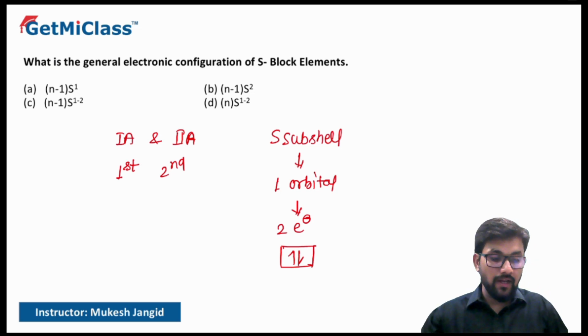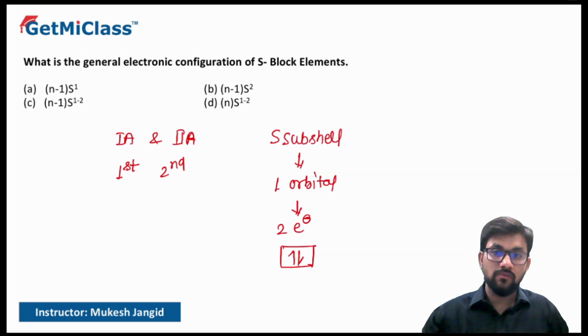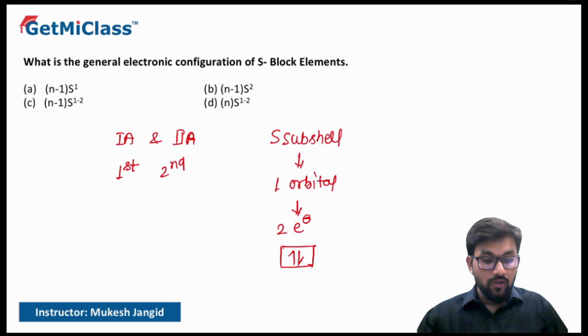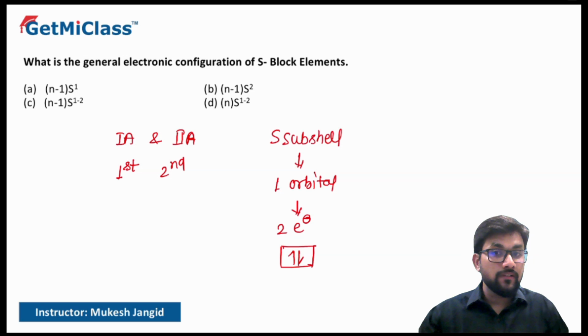If I enter 1 electron, there will be a category of elements having S1, and if I add 2 electrons in an S orbital, then accordingly they will be having S2, the types of elements in which both electrons are filled. So we have identified those elements also.